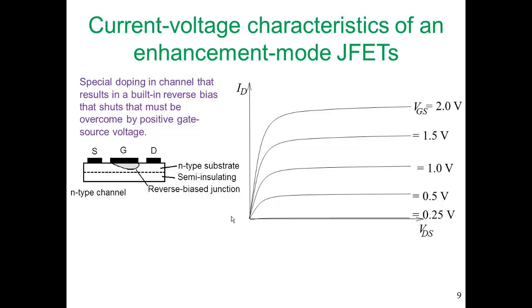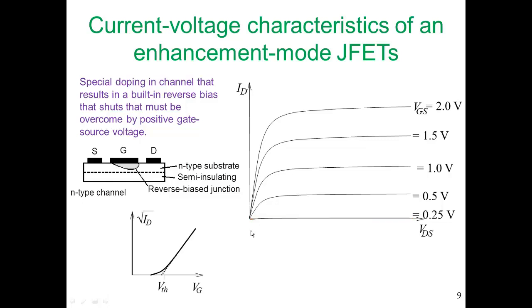Now there are also enhancement mode JFETs. One of the characteristics here is that there is no current flow when there's no gate voltage applied. An enhancement mode JFET takes a bit more effort. It takes a lot of special doping to create this condition, and the doping that is used implements an effectively reverse bias junction even when there is no gate source voltage applied.